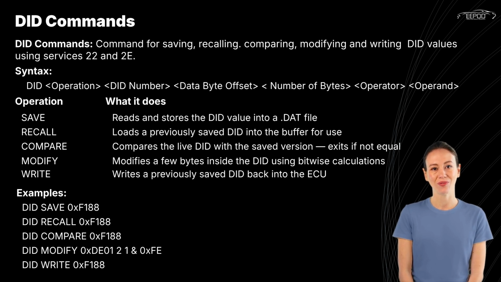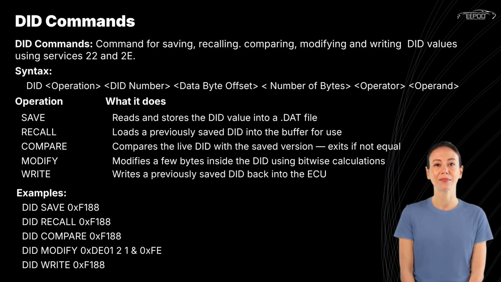This is super useful when you're working with DIDs that have multiple part number variations, and each one might require a different flashing sequence. You can build logic around the recalled value, even inside a flash script, which wouldn't be possible if you were relying on a live did request. So yeah, did recall saves you from getting stuck or bricking ECUs, especially when things go wrong mid-flash.